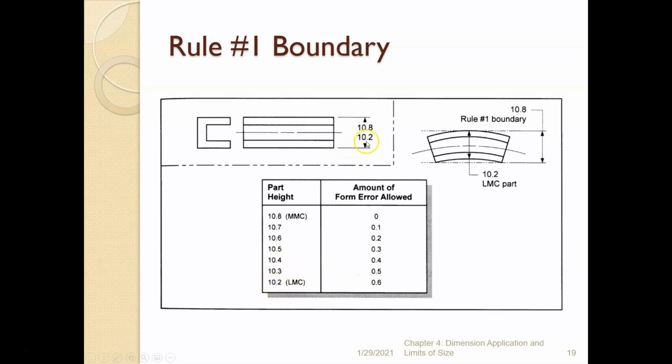And then finally at 10.2, what we would call the least material condition, the smallest acceptable size for this, we can have a maximum allowable form error of 0.6 millimeters. So it can bend 0.6 millimeters. Basically, that gap right there would be 0.6 millimeters.